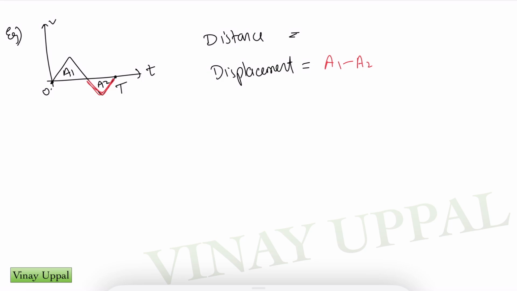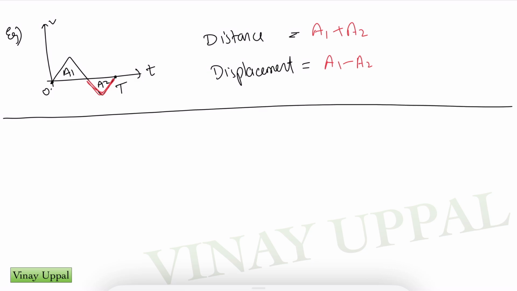Whereas the distance is the value of the length traveled. So that will simply be A1 plus A2. I hope you've understood how we can calculate distance and displacement from a v-t graph. Now let's look at a specific situation of constant acceleration, or uniform acceleration.